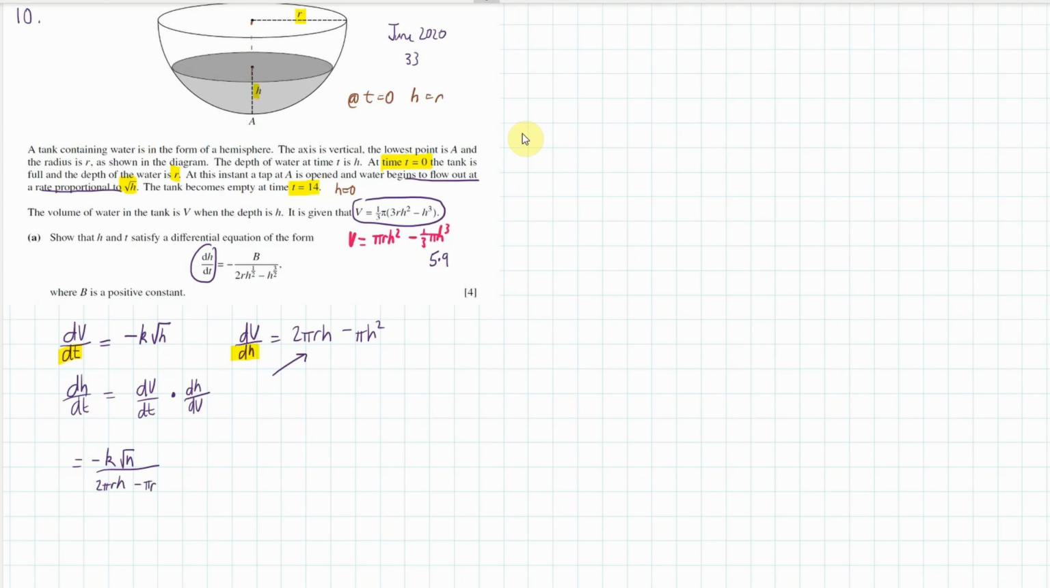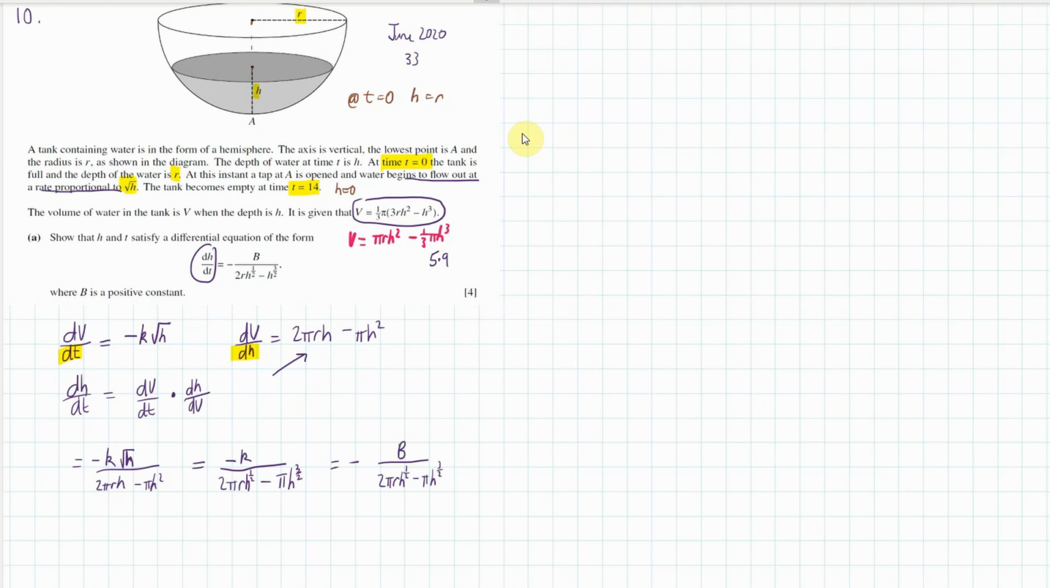minus pi H squared. And now if you look, since we've got H's on the bottom and the top, we can use our index laws here. So it'll be minus K, and then along the bottom we'll have 2 pi r, and then since we should end up with an h to the power of a half, since h to the power of a half divided by h should be 1 over h to the power of a half, minus pi, and this h is going to become h to the power of 3 over 2, which is what we kind of want. So my last step would be to go, well, that's equal to minus some positive constant b, over 2 pi r h to the 1/2 minus pi h to the 3 over 2.